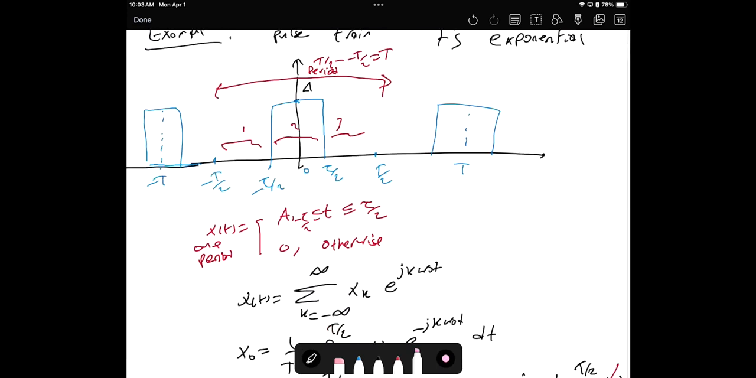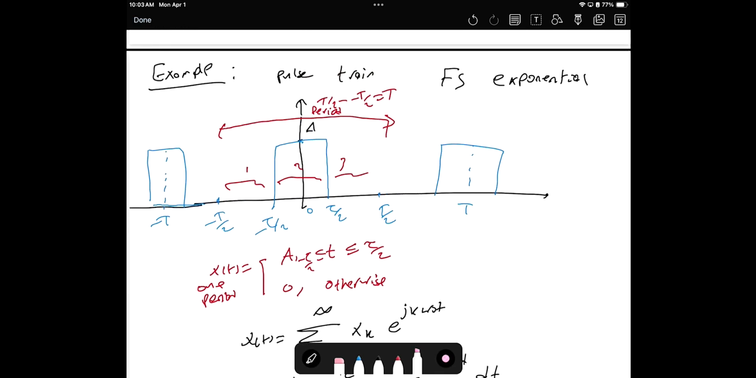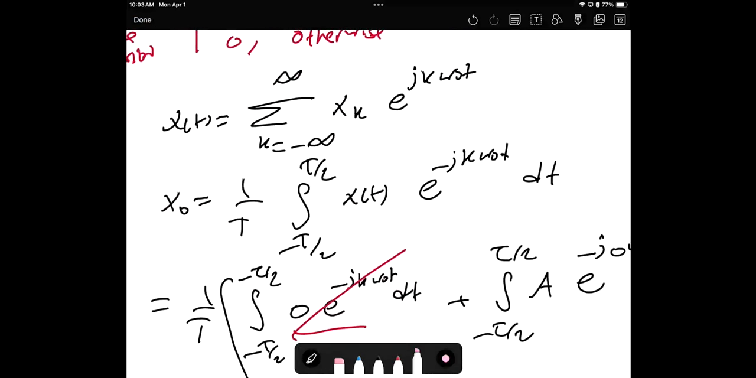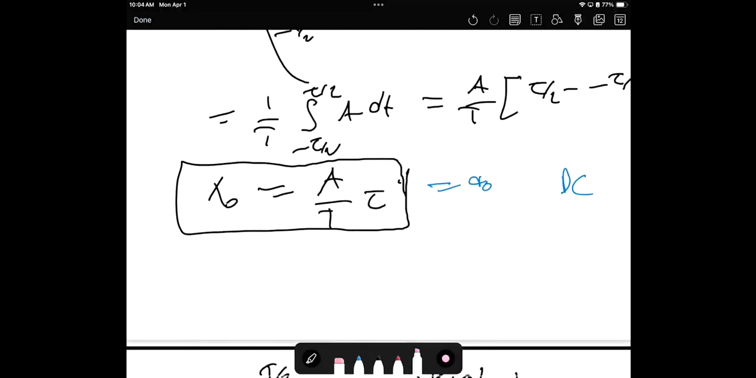In the last lecture, we started the Fourier series on the pulse train using the exponential representation. We found X0 by substituting k equal to 0. When we did the calculation, we found X0 equal to A over T times tau. We said this is the same as A0, which is the DC value. That's what we discussed last lecture.